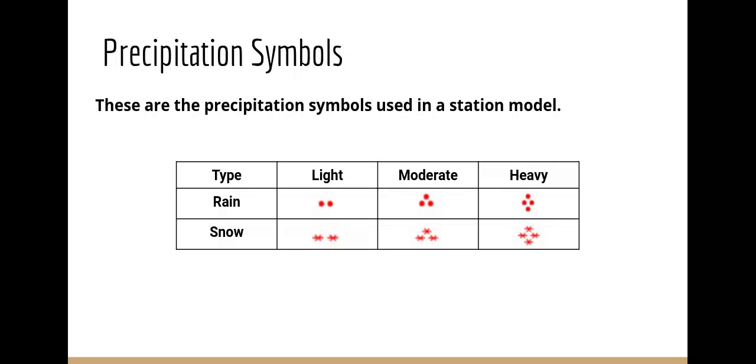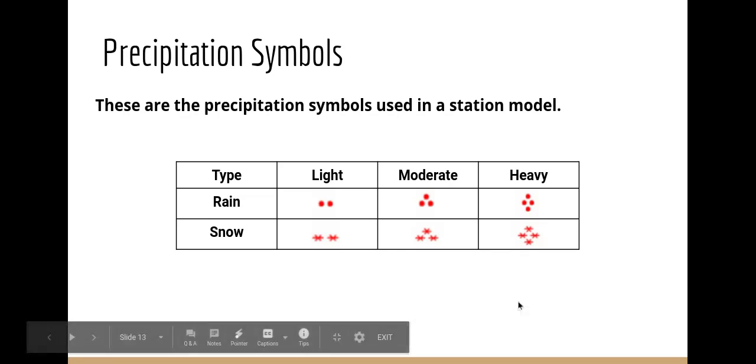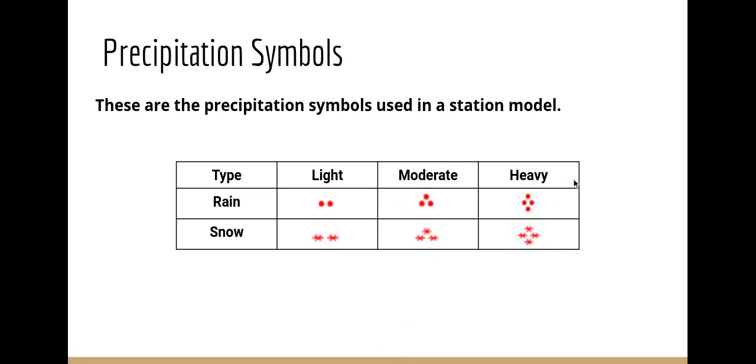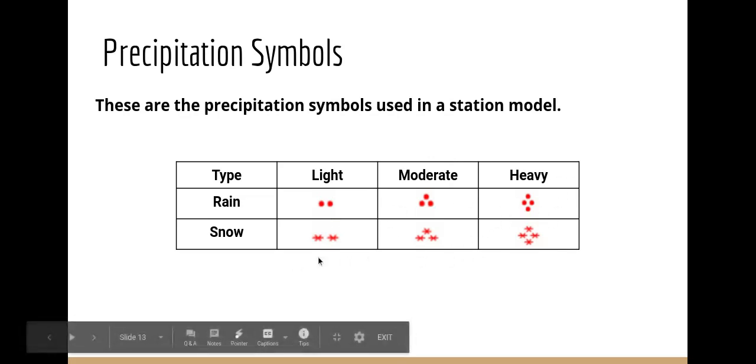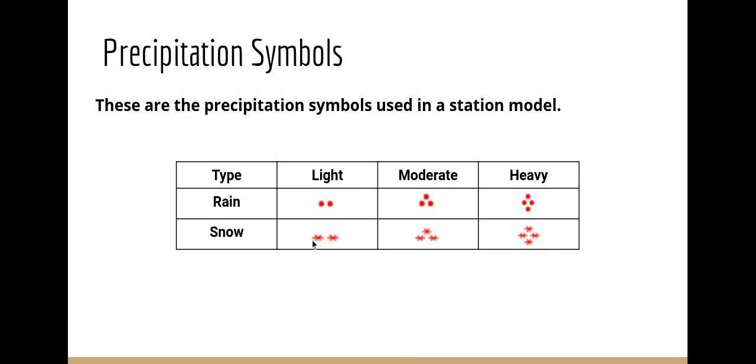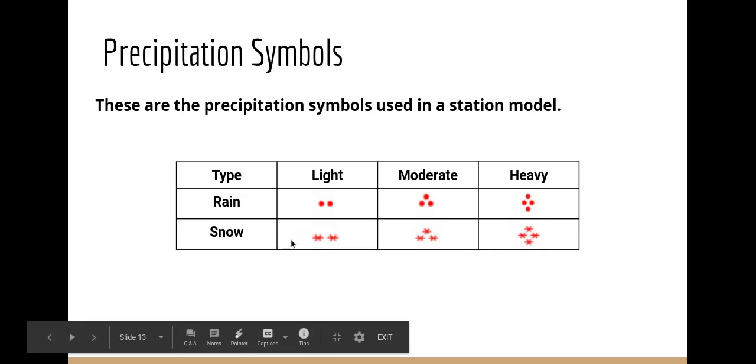So these are the precipitation symbols that I want you to know that can be used in a station model. Rain is usually shown by dots. So light rain would be 2 dots, moderate would be 3, heavy would be 4. And snow is usually shown by little stars. They kind of look like snowflakes. Light snow is 2, moderate snow is 3, heavy snow is 4.